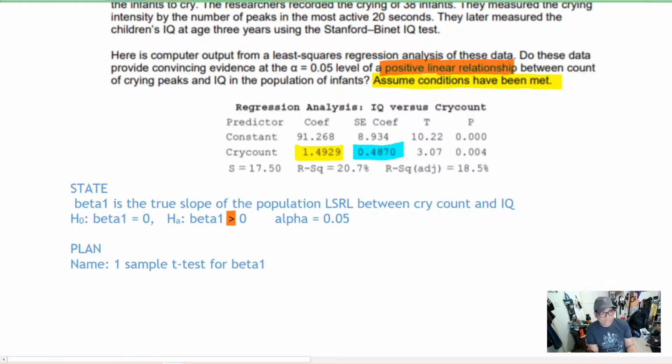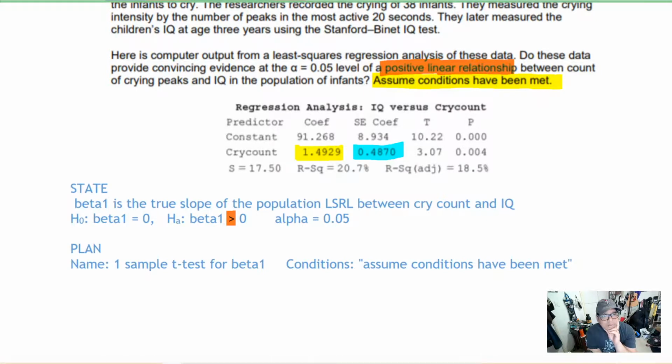In the plan section, the name of our test is a one sample t-test for beta 1. And for the conditions, we're just going to quote from the problem where it said, assume conditions have been met. It's sometimes baffling to me that I have to remind people how to correctly use quotations, but I guess that's the way we do it.